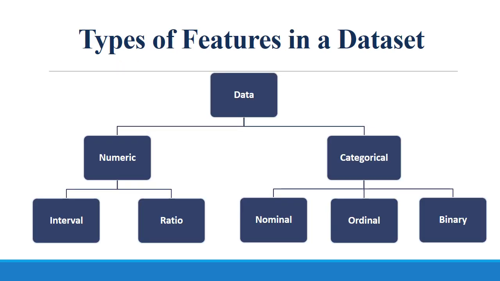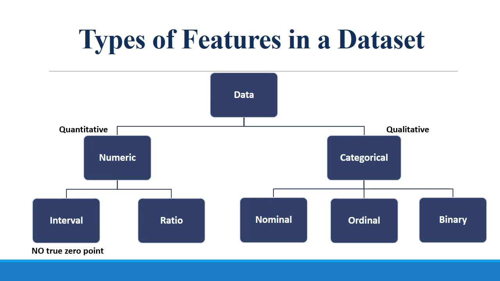Let's discuss the types of features. Data could be numeric or categorical. Numeric data is quantitative data that could be measured or counted. Categorical data is qualitative data that describes the characteristics or categories. Numerical data is further divided into interval and ratio. In interval data, the difference among the values is meaningful, but there is no true zero point. For example, temperature, IQ score. The value 0 does not indicate the absence of temperature or the IQ.